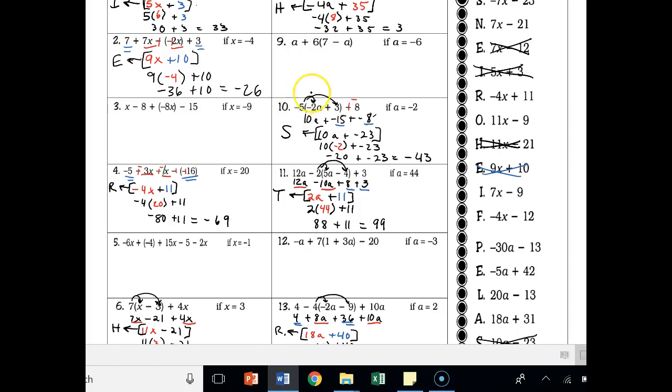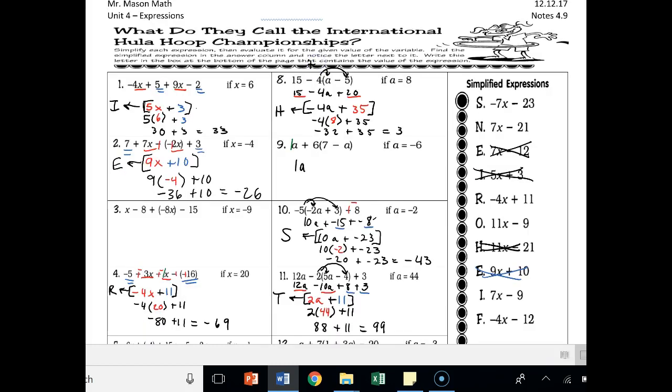So you only multiply by what's inside the parentheses, but you make sure that you multiply by both numbers inside the parentheses. So like this would be 1a plus, and then we'd have to do 6 times 7, which is 42, and 6 times -a, or plus negative 6a, and then you can combine like terms there.